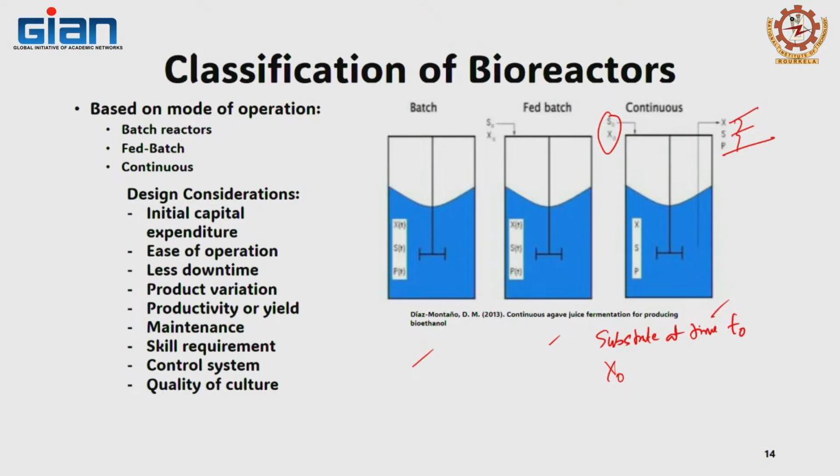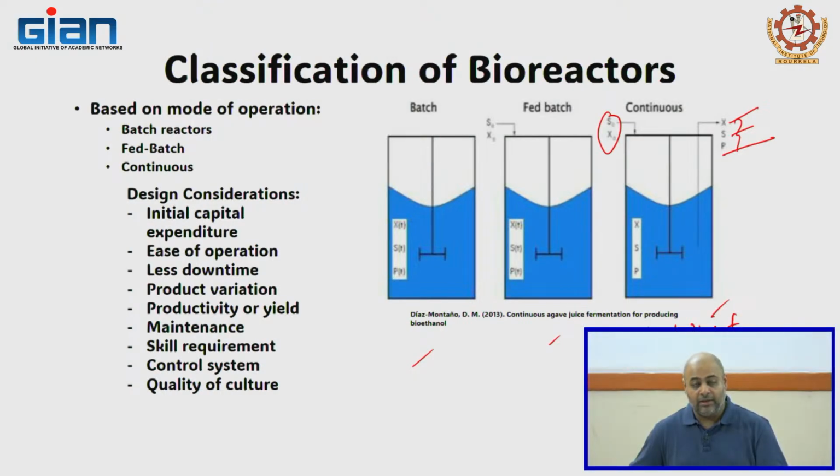So, that is why I am saying, if let us say I come to you and say that, okay, I need this particular product, your choice of reactor will depend on many things. One of the things is how much money I am going to give you as your initial capital, right? So, your initial capital expenditure will define the type of reactor that you are going to choose. The ease of operation would be the second most important parameter. Less downtime. Now, what is your downtime? What is downtime?